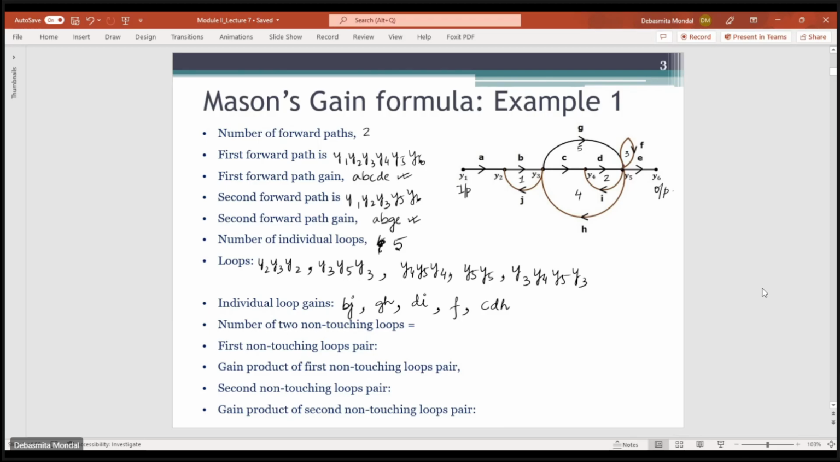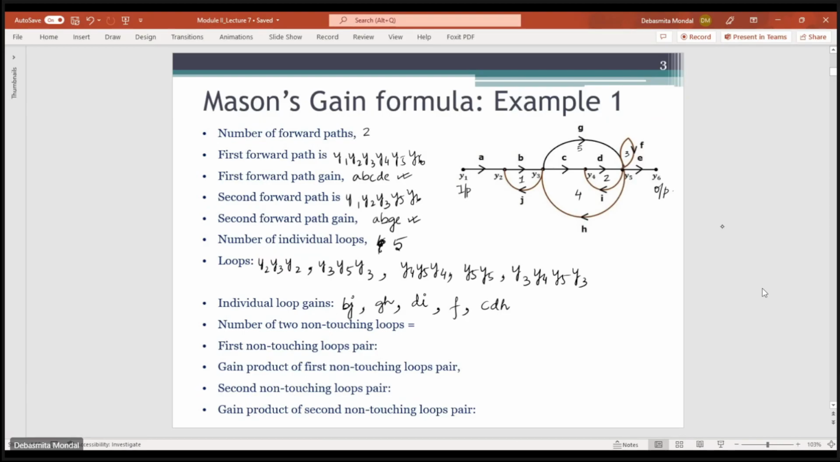Then we will find out how many non-touching loops are present in the system. First of all, we will find how many two non-touching loops are present. What do I mean by two non-touching loops? Out of these 5 loops in the signal flow graph, loop number 1 and loop number 2 are not touching each other. So this comprises one pair of two non-touching loops.